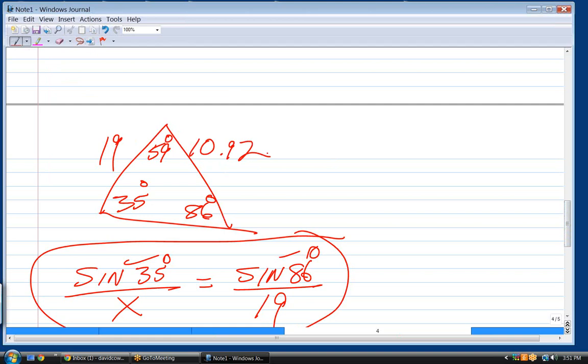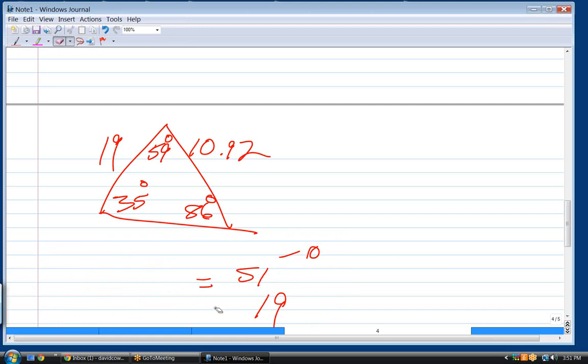Now, what is the problem here? Is it to solve the whole triangle? It's to find the side. Just that side? Yeah, and we did that. The only thing we can see at the moment is that it makes sense in that 19 is opposite 86 degrees, and a smaller number is opposite the 35 degree angle. So it makes sense visually.